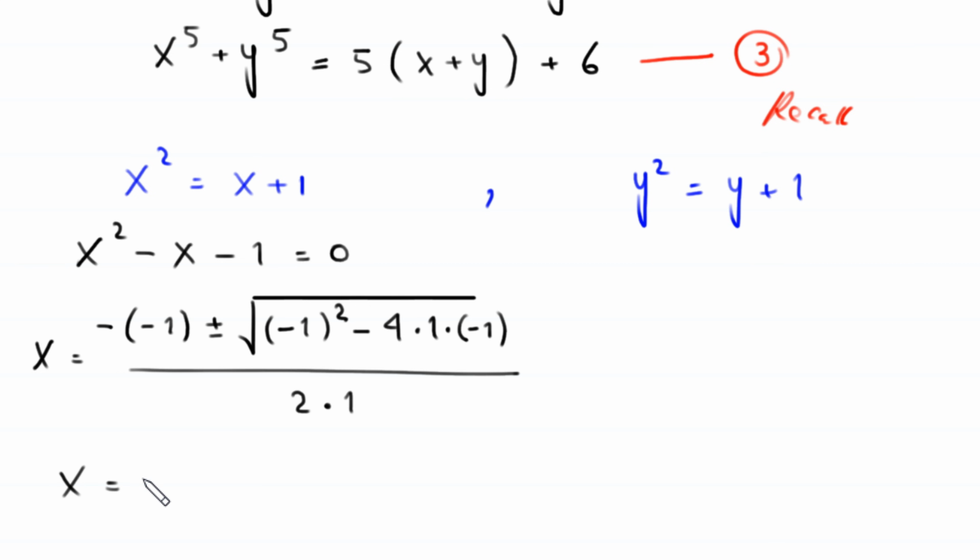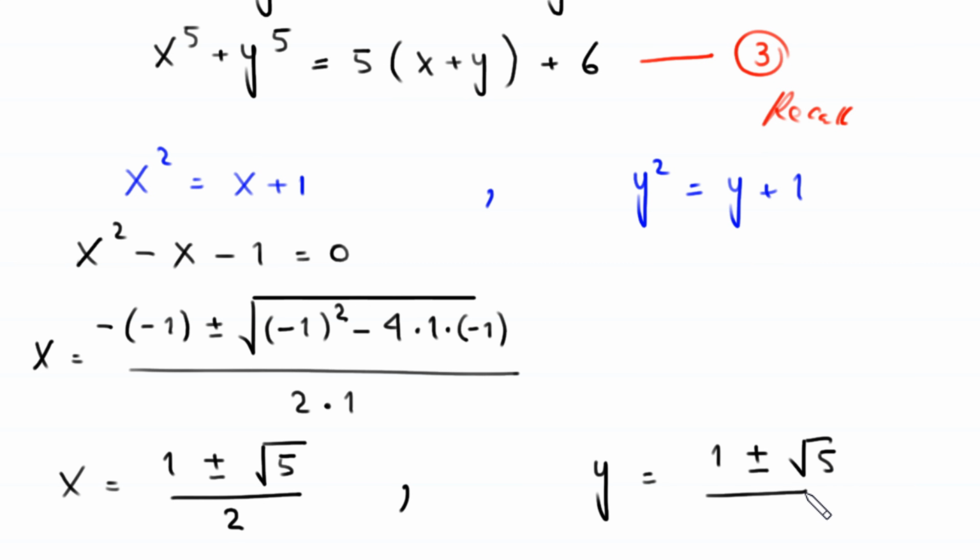Next, x is equal to negative times negative 1 will become positive 1 plus or minus, this negative 1 squared is 1 and negative 4 times 1 times negative 1 is plus 4. 1 plus 4 will become root 5 divided by 2 times 1, 2. And by solving this quadratic equation we get the same solution. y is equal to 1 plus or minus root 5 divided by 2.